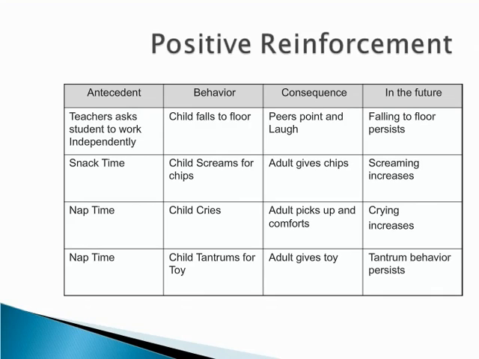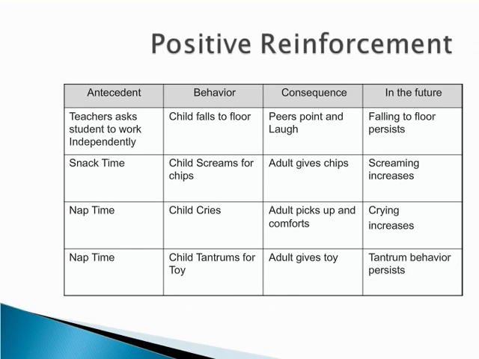Okay, so we're looking at positive reinforcement here with our antecedent, behavior, consequence chart. And then we're going to look at how that reinforcement predicts things for the future. Because positive reinforcement occurs when something a student desires is presented after the behavior has been exhibited. So the teacher asks the student to work independently. The child falls onto the floor. Peers point and laugh at the student. Well, in the future, the student is going to continue to fall on the floor because obviously the student likes this attention.